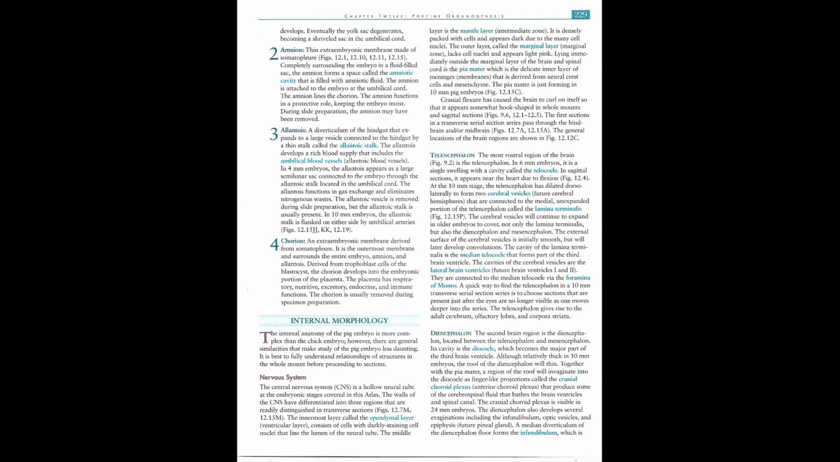In 10 mm embryos, the allantoic stalk is flanked on either side by umbilical arteries, Figs 12.15 kk, 12.19. Chorion, an extraembryonic membrane derived from somatopleure. It is the outermost membrane and surrounds the entire embryo, amnion, and allantois. Derived from trophoblast cells of the blastocyst, the chorion develops into the embryonic portion of the placenta. The placenta has respiratory, nutritive, excretory, endocrine, and immune functions. The chorion is usually removed during specimen preparation.